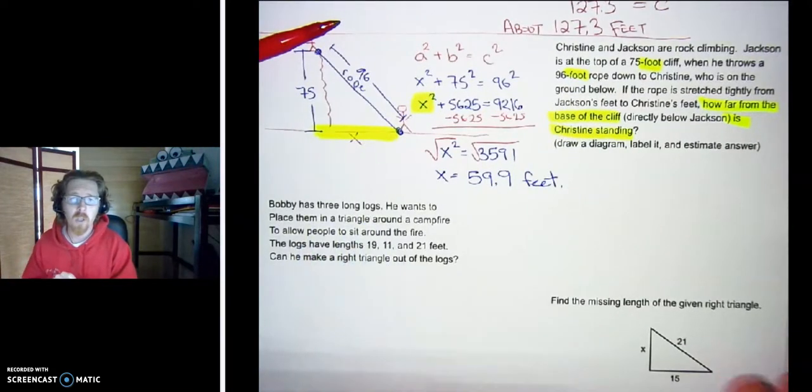Bobby has 3 long logs. He wants to place them in a triangle around a campfire to allow people to sit around the fire. The logs have lengths 19, 11, and 21. Can he make a right triangle out of the logs?